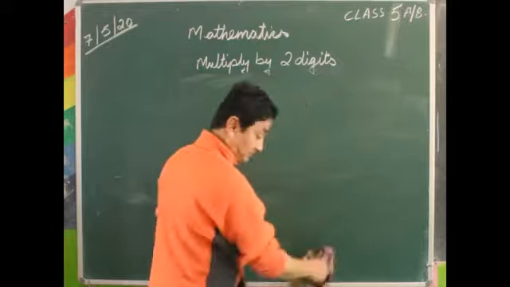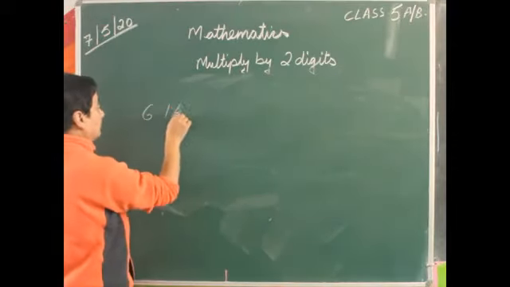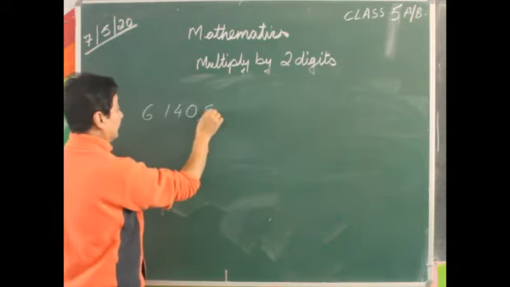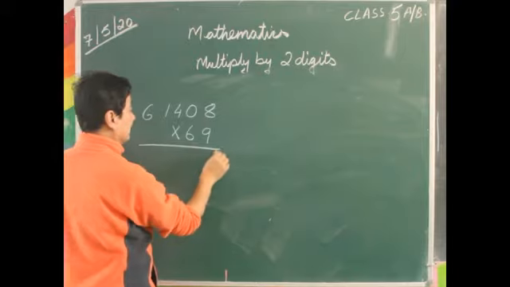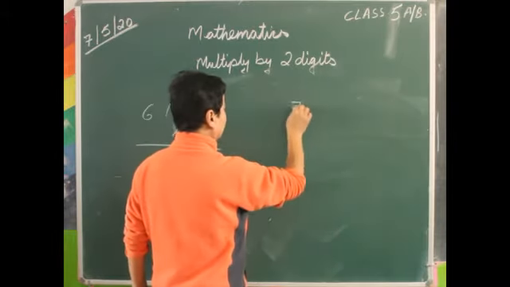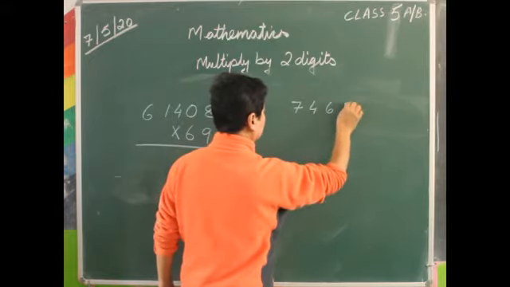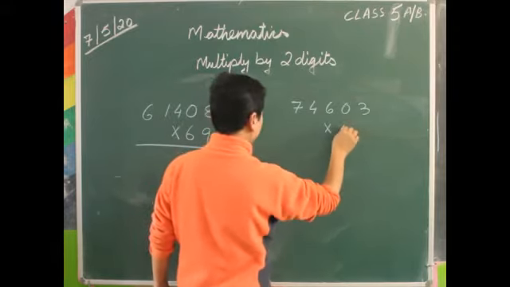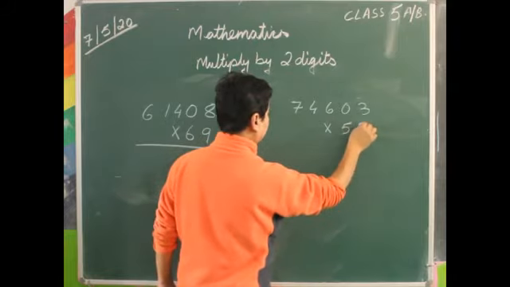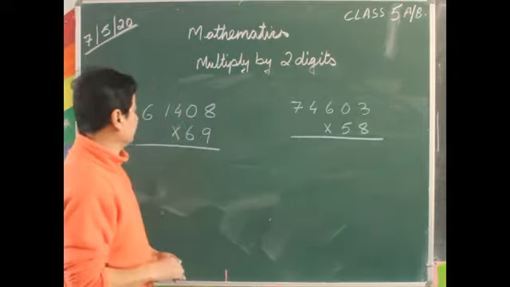So let's do 2 more sums. Are you ready? Okay, let me write this number: 61408 multiplied by 69. Let's do another number: 74603 multiplied by 58. Are we ready? Okay, let me use a different chalk.